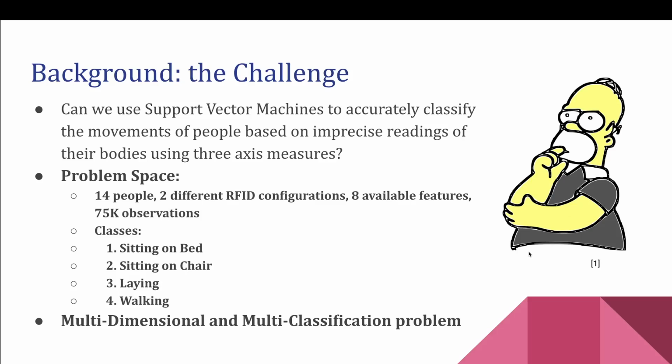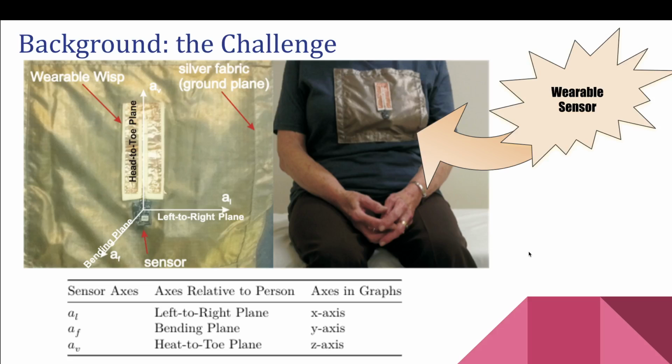And so there are 4 different classes. People could be sitting on the bed, sitting on a chair, they could be laying down, they could be walking. And this is a little bit challenging because it's both a multi-dimensional problem and a multi-class problem. So we want to see how support vector machines would work in that instance.